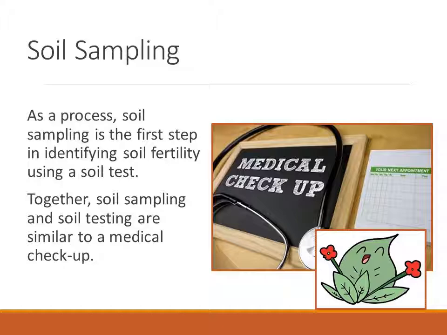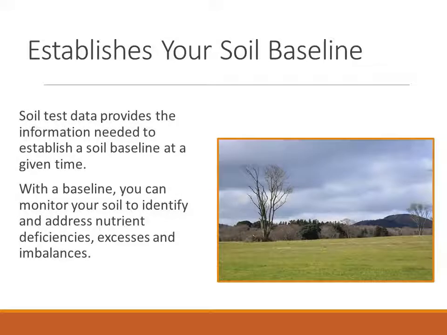The process of soil sampling is the first step in identifying soil fertility using a soil test. Together, soil sampling and soil testing are similar to a medical checkup. Ideally, soil sampling will lead to higher plant yield and quality by gathering soil correctly for accurate lime and fertilizer recommendations. Soil analysis or soil test data provides the information needed to establish a soil baseline at a given time. With a baseline, you can monitor your soil to identify and address nutrient deficiencies, excesses, or imbalances.